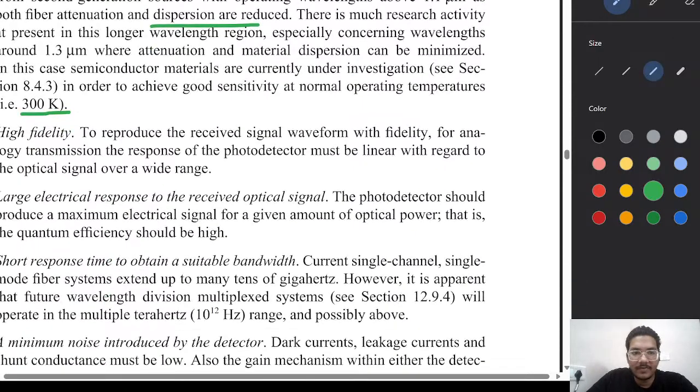After that, high fidelity. For an analog link, the detector must produce an output electrical signal that is exactly proportional to the input optical signal. For high fidelity, the output must be linear. That is the linear property.